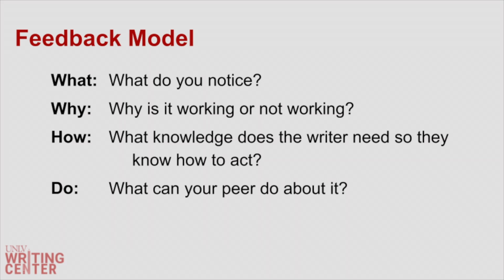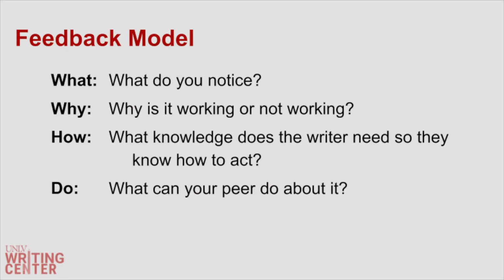Explain the reasons for your observation. Be specific here. The more thorough your explanation, the easier it will be for your peer to address your feedback. Consider how. What knowledge does the writer need so they know how to act? In other words, what definitions or explanations can help the writer make an informed decision about how to write or revise? Lastly, do. What can your peers do about it? Identify a specific task or suggest a specific strategy for your classmate to apply the information provided in the how component.